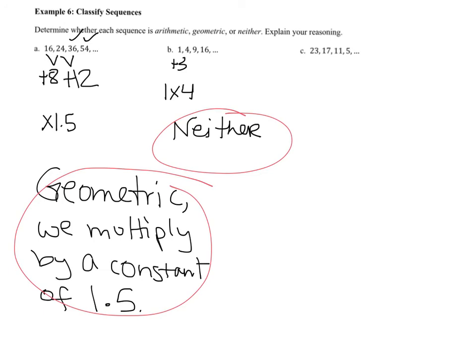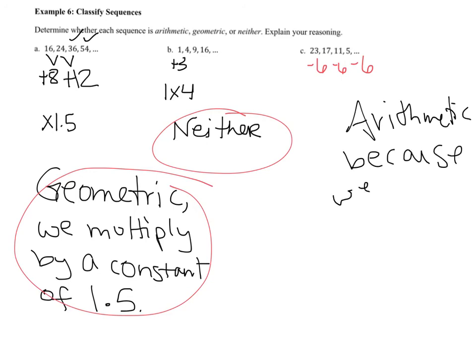For example C, again, I'm going to check for arithmetic first. So I want to see, okay, am I adding something to get from 23 to 17? And I know that to get from 23 to 17, I'm going to be subtracting 6. But remember, it's okay if we subtract, because we can also say that that's plus a negative. To get from 17 to 11, I would also subtract 6. And to get from 11 to 5, I would also subtract 6. So C is arithmetic because we add a constant of -6.